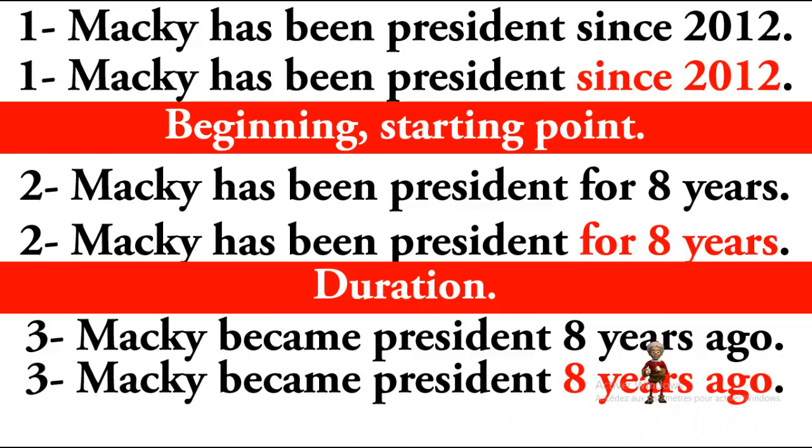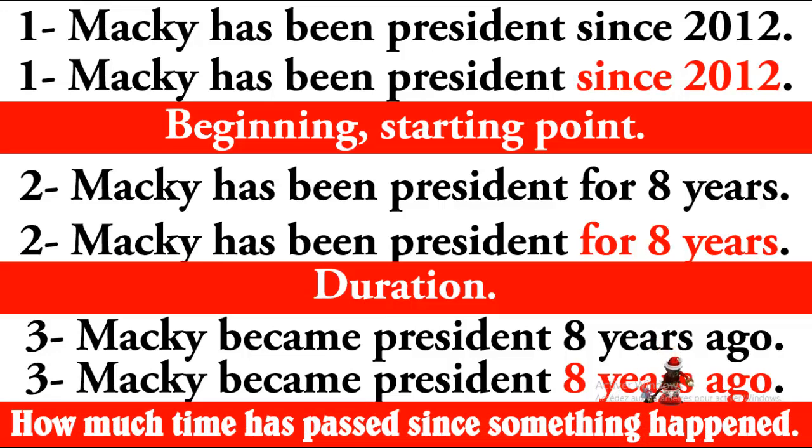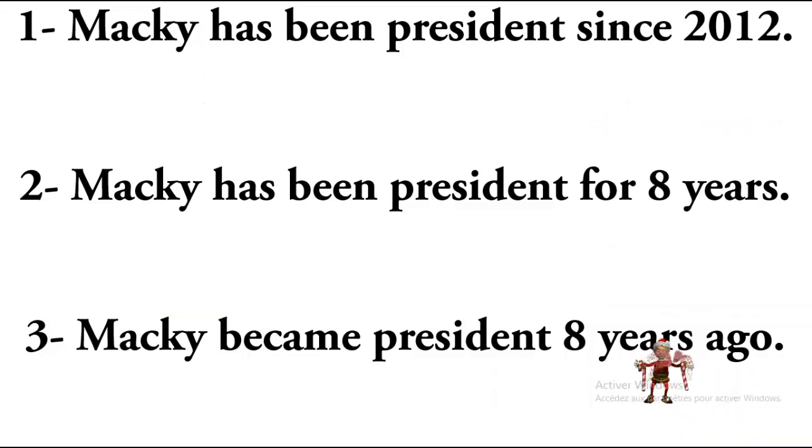Now, what about ago? Ago is when we go back to the past, when we make a kind of flashback in the past and see how much time has passed since something happened. So Macky won the elections and how much time has passed? 8 years have passed. Okay, so ago is for how much time has passed since something happened.